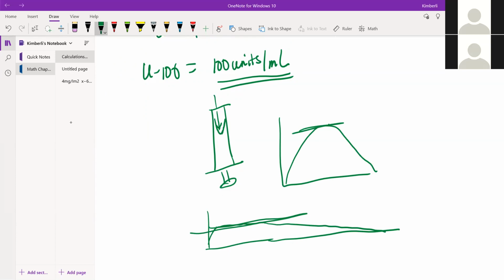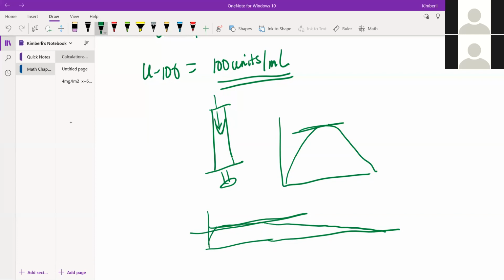Then we have combination insulins. We have Humulin 50/50, Humulin 70/30, Novolin 70/30. The 70/30s are more common. We have Novolog, which is insulin aspart, and Humalog, which is NPH Lispro. The Humalog is 75/25. So when it says 75/25, we're going to look at what that means in a little bit.